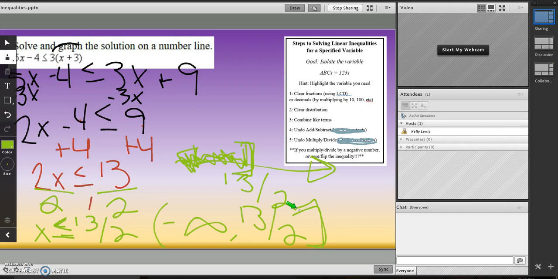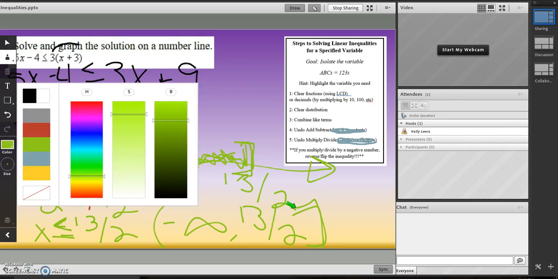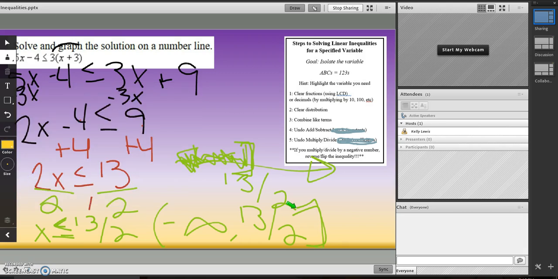Do not write this. Don't do this. No, no, no. 13 over 2, negative infinity. Don't flip it, okay? The smallest number always goes first, and negative infinity is smaller than 13 over 2.